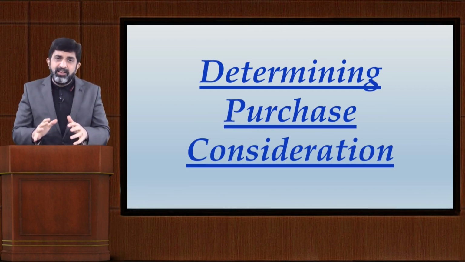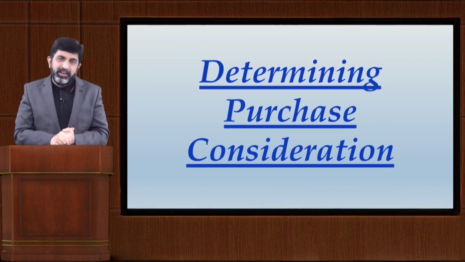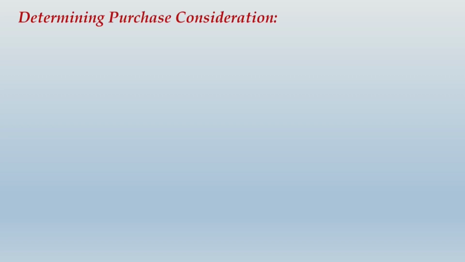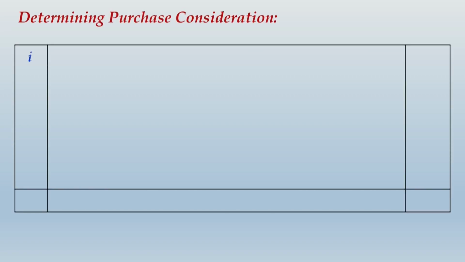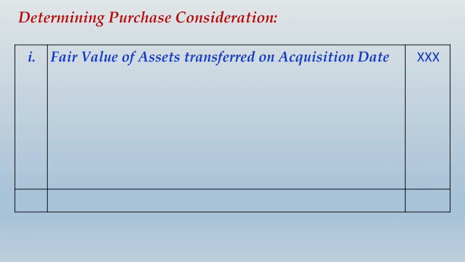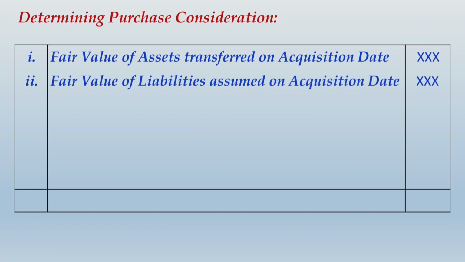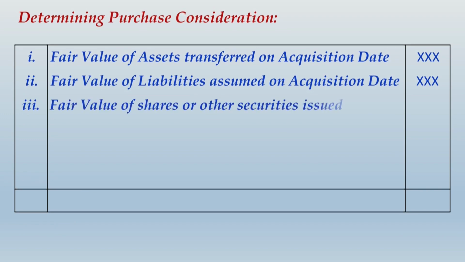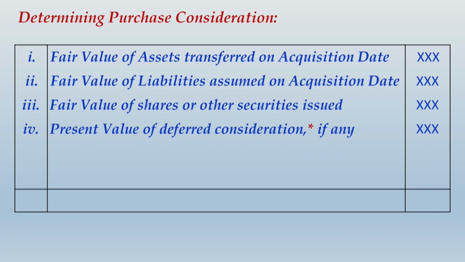Whatever I have just discussed, I am putting the same thing on the screen. Please pay attention and note it down. So friends, as we have just discussed, it is about determining purchase consideration. Here we begin with the fair value of assets transferred on the acquisition date. We also consider the fair value of liabilities assumed on the acquisition date. Third, we consider the fair value of shares and other securities issued, again on the acquisition date. Then the next component is the present value of deferred consideration, if any.